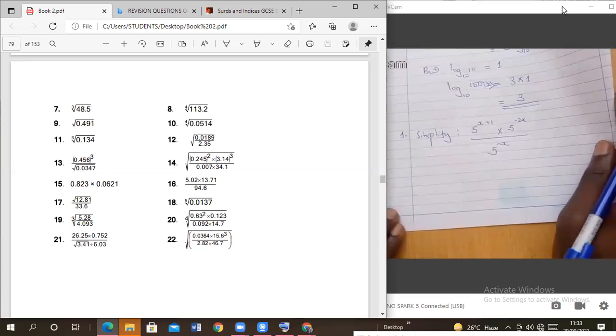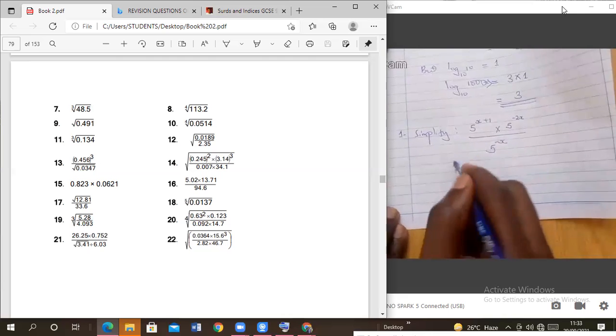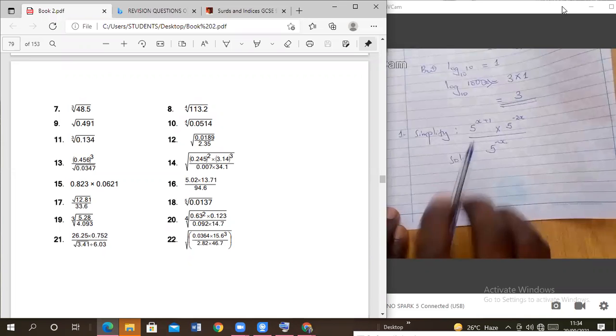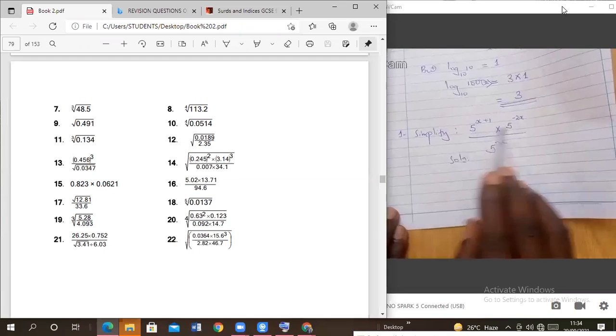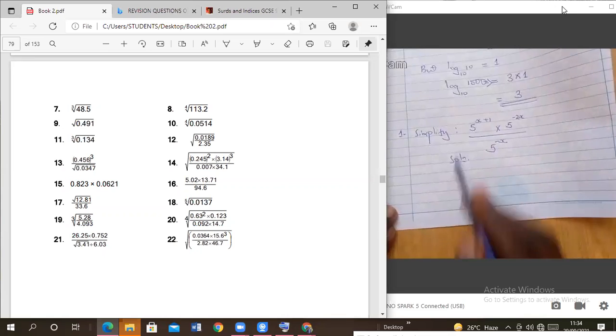Have you seen that? Yes. This is what? Indices. And we said the law of indices is only applicable if the numbers we are dealing with have the same base. Like when you look at our method, they have the base of 5, they have the base of 5, they have the base of 5, which means the law of indices is applicable. And we are multiplying.